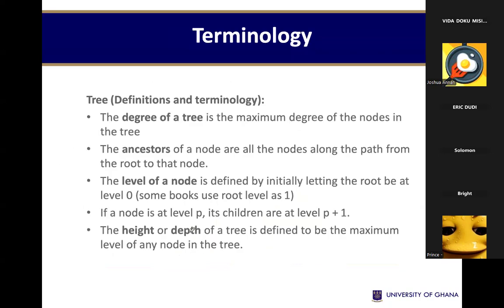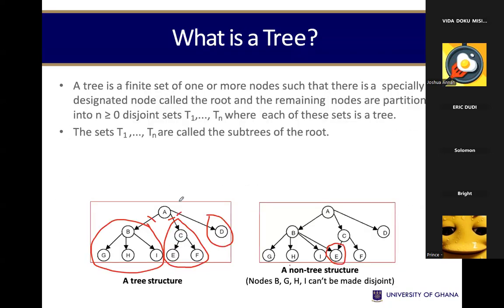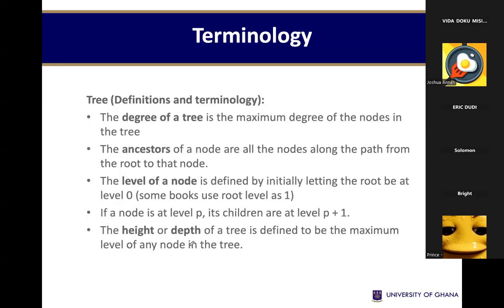Then we also saw the level of a node. The level is determined from the root node as level 0, followed by B, C, D in level 1, and J, H, I, E, F as level 2. Then we realized that to determine the depth or the height of a tree, we need to know the maximum level a tree can take. In this case, the maximum level is 2, so the depth or height of the tree is 2. So those were some terminologies we saw.